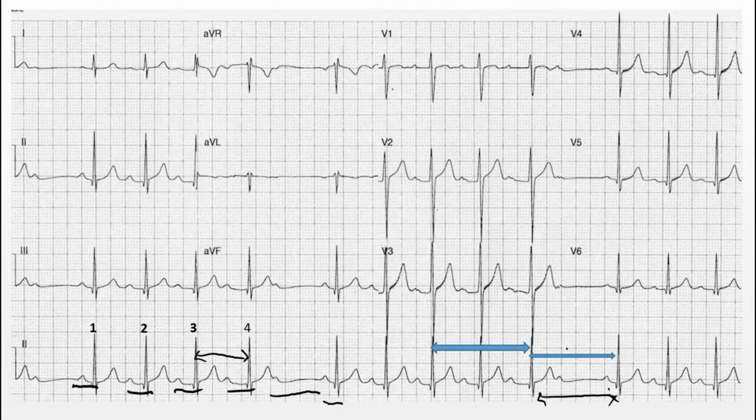The RR interval between the missed beat is less than the two cycles. Here are the two cycles. The distance between these cycles is greater than the missed segment. So here are the 6 big boxes and here are the 7 boxes. But in case of Mobitz type 2, the distance between the missed segment and the two cycles are equal to each other.